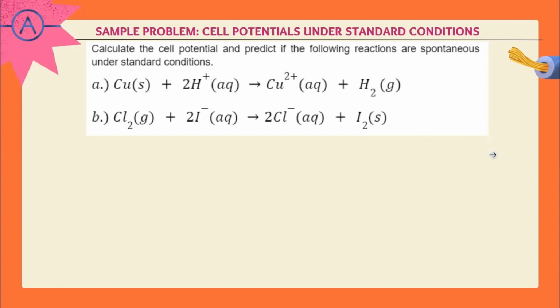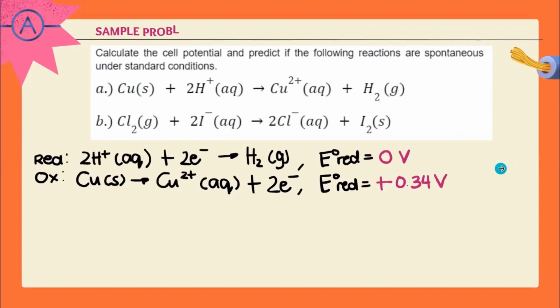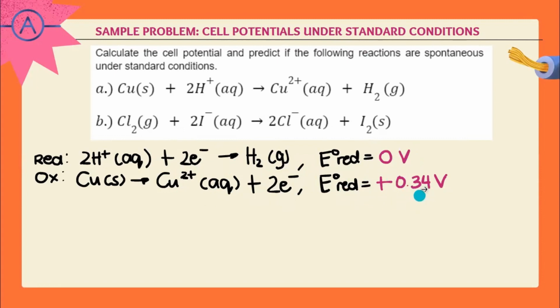So we are asked to calculate the cell potential and predict if the following reactions are spontaneous under standard conditions. So for part A, all we have to do is determine which of these species undergo reduction and oxidation. So by doing that, we have now determined the species undergoing reduction and oxidation. So always remember OIL RIG, where oxidation is the loss of electrons and reduction is the gain of electrons. So the reduction potential that we have is 0.0 volts. Then the potential that we have for the oxidation process is positive 0.34.